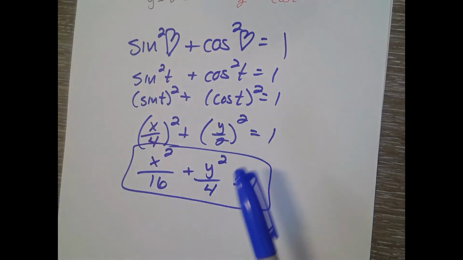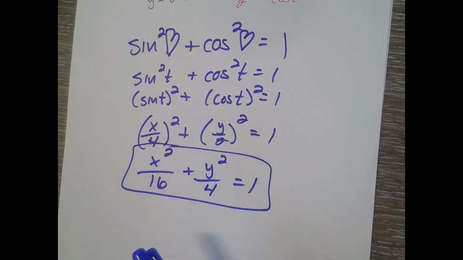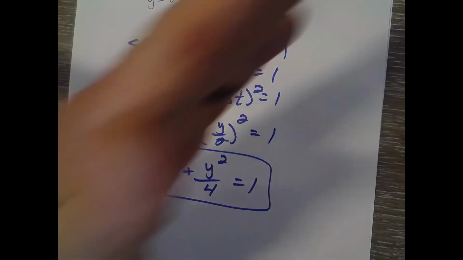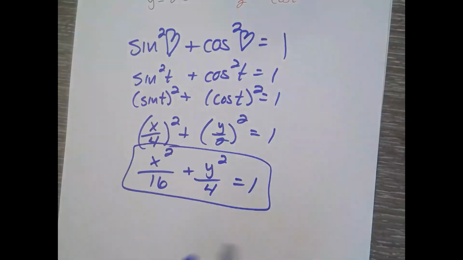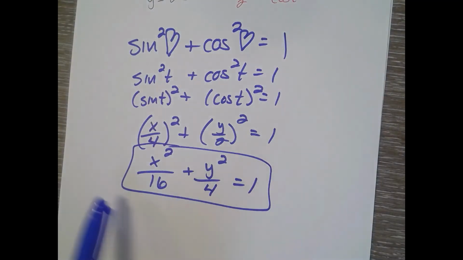I know it's not a parabola because why? Both variables are being squared. I know it's not a hyperbola because why? Because there's a plus between them, not a minus. So I know it's an ellipse because these two numbers are different.